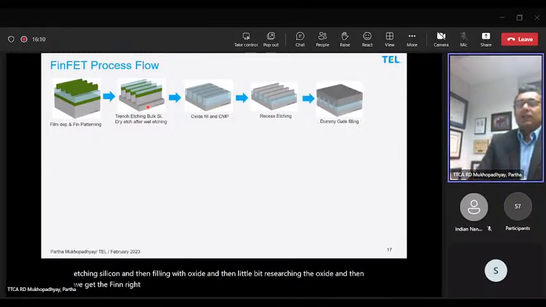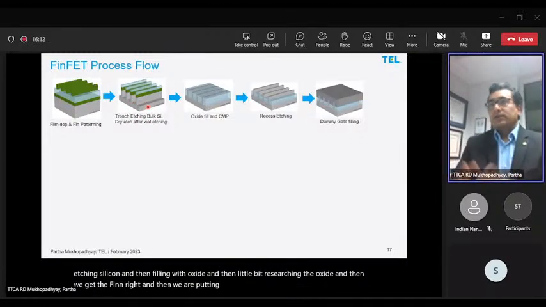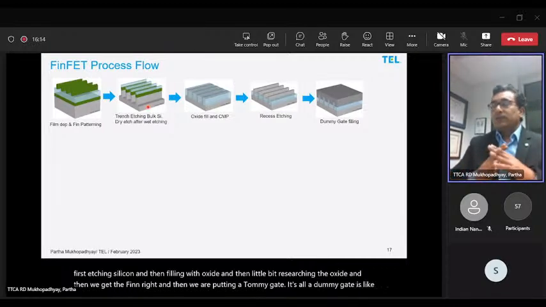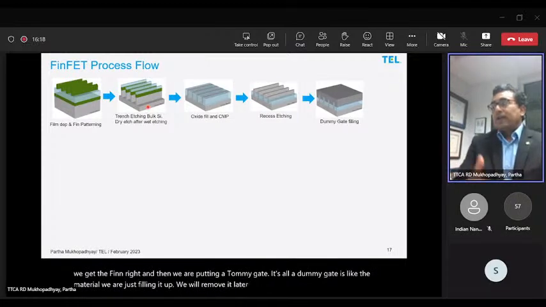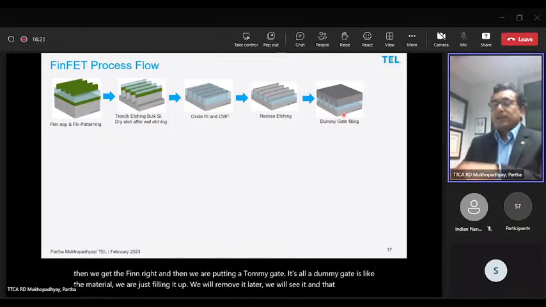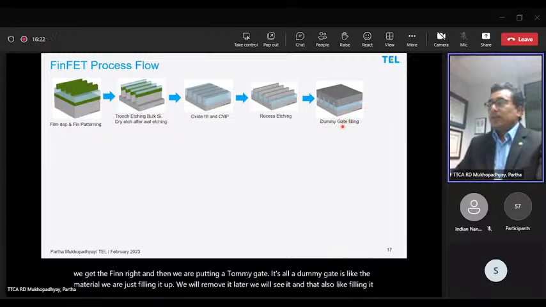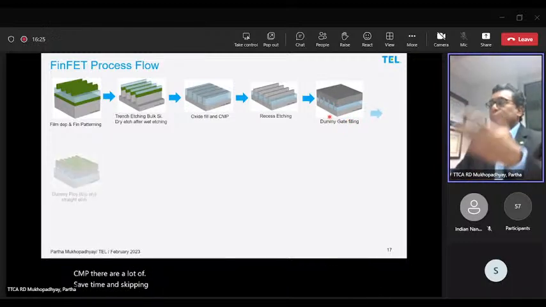And then we are putting a dummy gate. It's all a dummy gate. It's just a material we are filling in, and we will remove it later. We'll see it. And that also we fill and do CMP. There are a lot of steps I'm skipping, but those are the major steps.